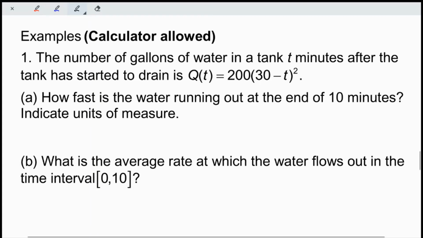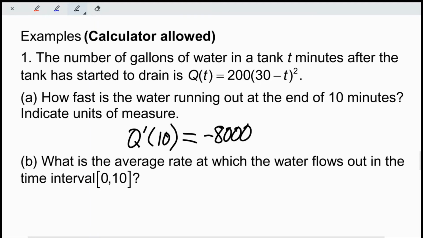Okay, so that's our scenario here. We are talking about the number of gallons of water in a tank. So this is actually not a rate function, because that is telling me the number of gallons. So you always want to read these prompts very, very carefully so you know what you're interpreting. Part A: how fast is the water running out at the end of 10 minutes? Indicate units of measure. Q of t is a measurement of number of gallons, so I'm going to have to take the derivative of that. Again, this would be done on the calculator, but I could just take the derivative of Q at time equal to 10, and we would find that it's negative 8,000.